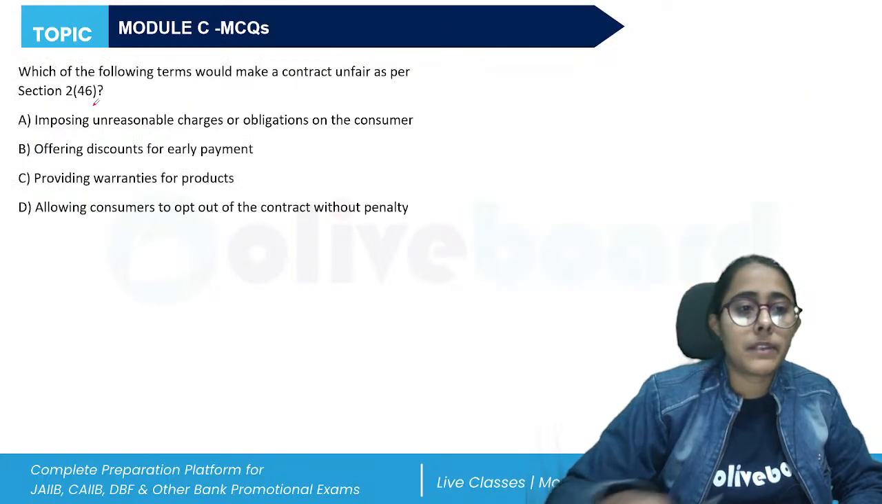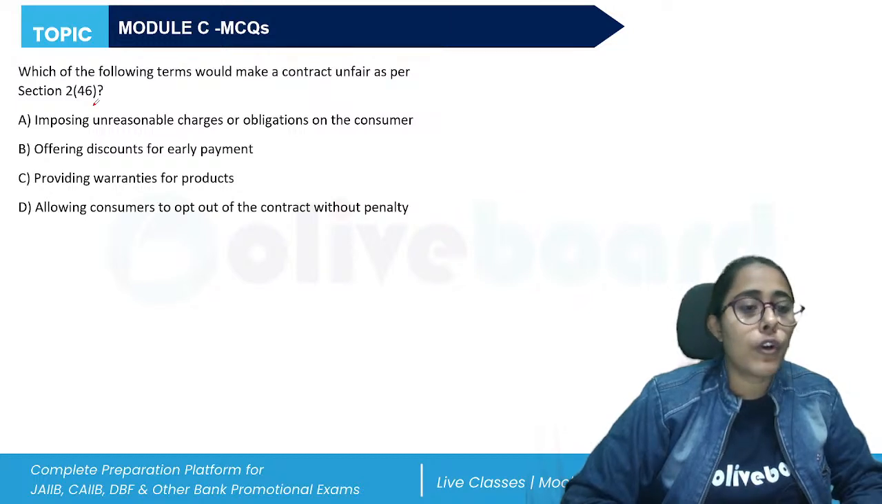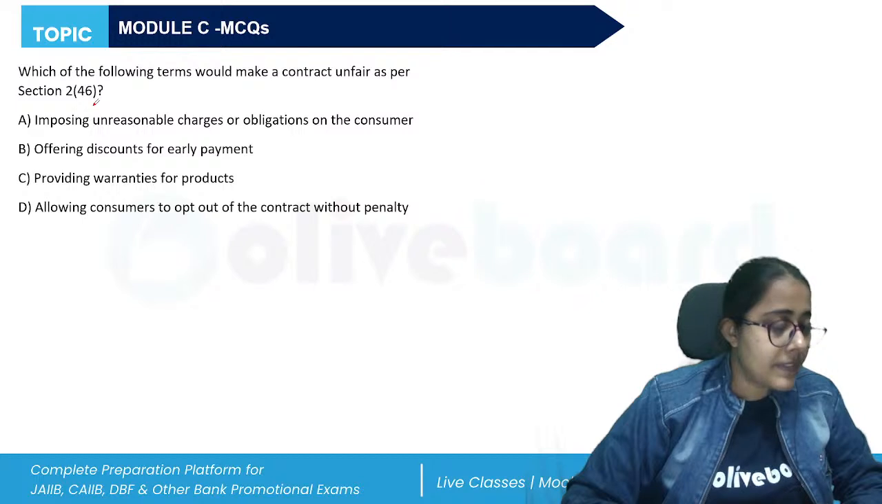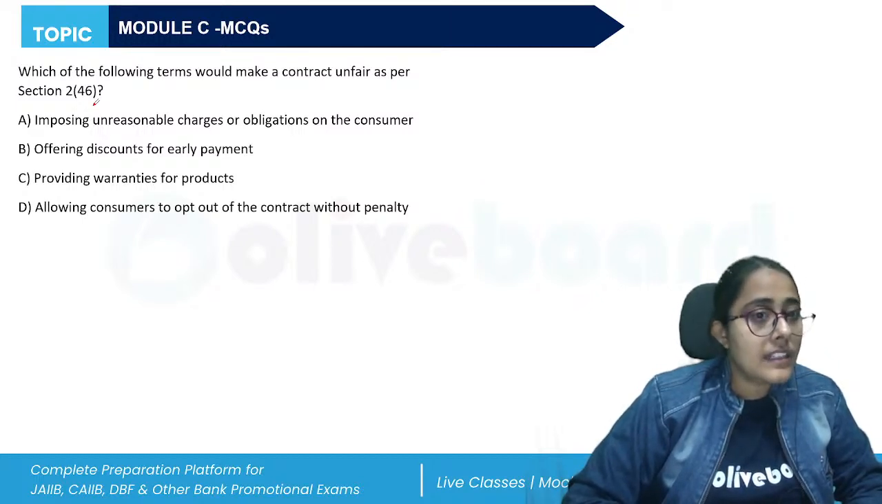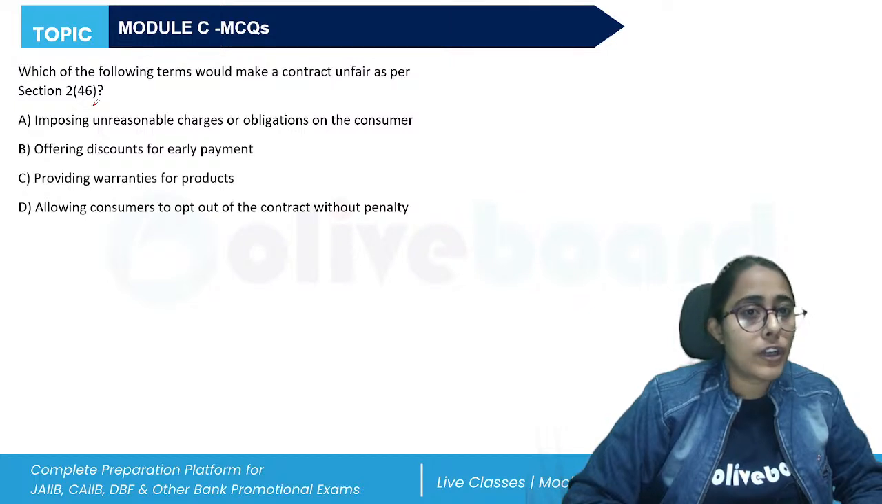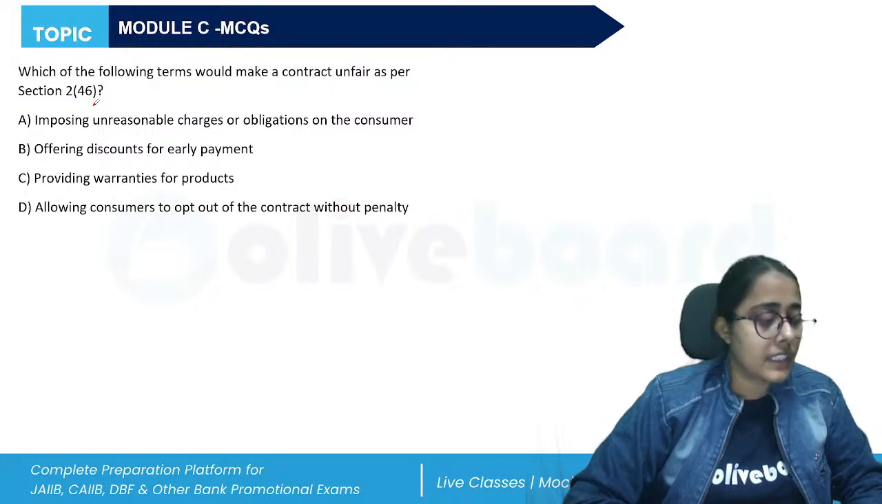They can be established. Which of the following terms would make a contract unfair as per section 2(46)? So, when a contract is prepared, there are certain terms and conditions for its legality. Under section 2 subsection 46, it is mentioned that certain conditions can arise where the contract will be termed as unfair. So which of the following is that?